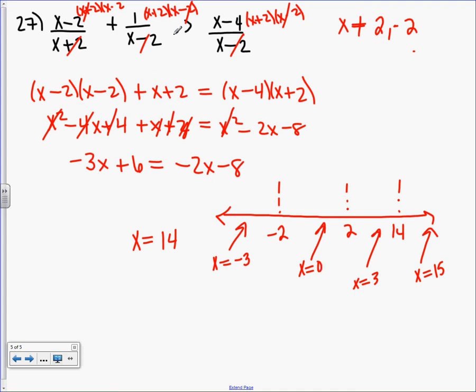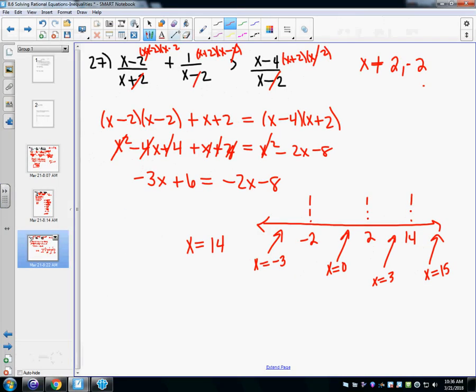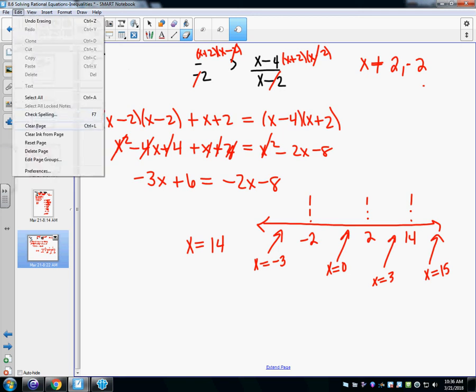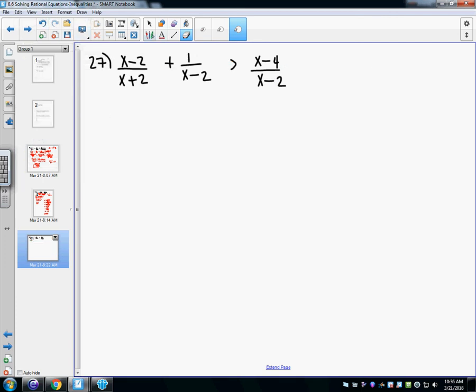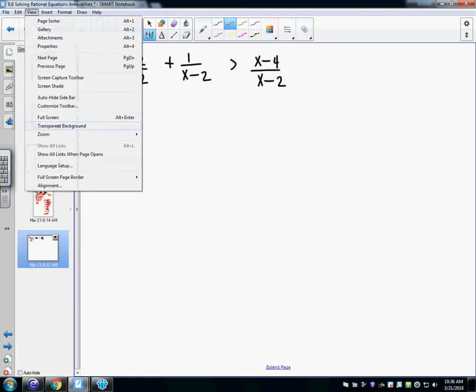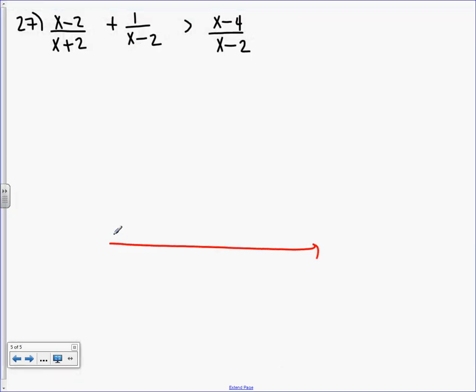Do you guys care if I erase all of this? Is that okay? Because I need it. Can I erase that? That's not what I wanted. I'm going to reset the page. Negative 2, 2, and 14. Here, here, here, here. All right, so negative 3 is what we're doing first.